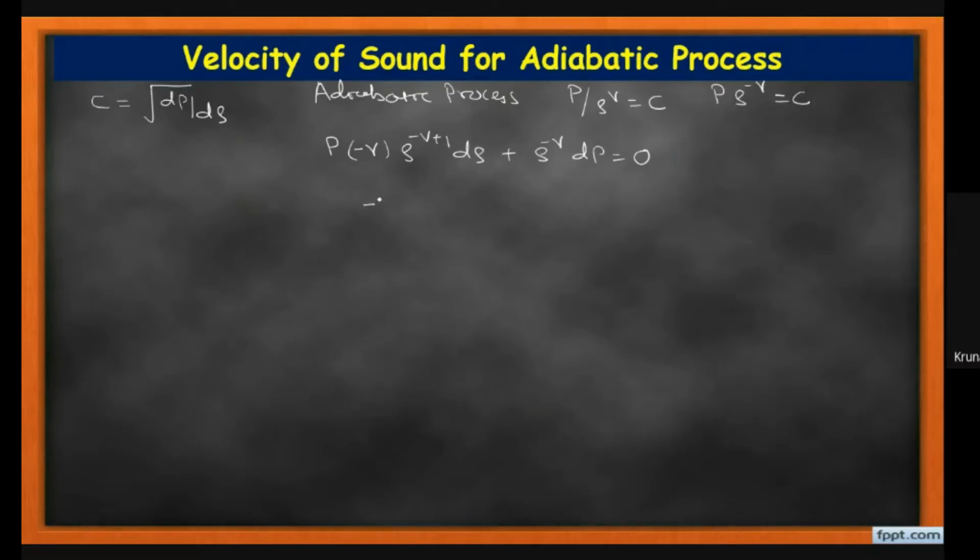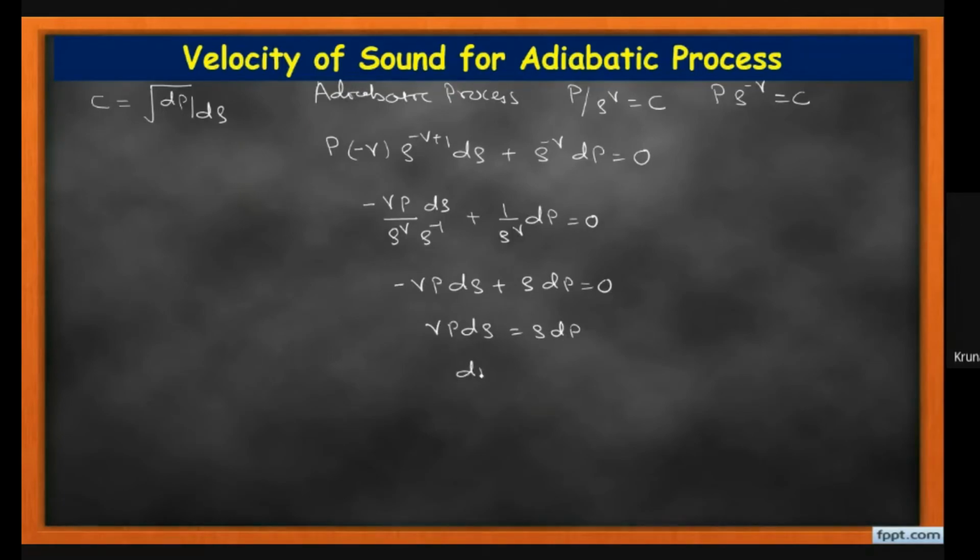So here we get minus gamma p divided by rho, or we can write it as rho to the power gamma into rho to the power minus 1, plus 1 upon rho to the power gamma into dp, equals 0. Here I'm writing down that d rho. So now finally we get minus gamma p into d rho plus rho into dp equals 0. And if I rearrange the terms, it becomes gamma p into d rho equals rho into dp.